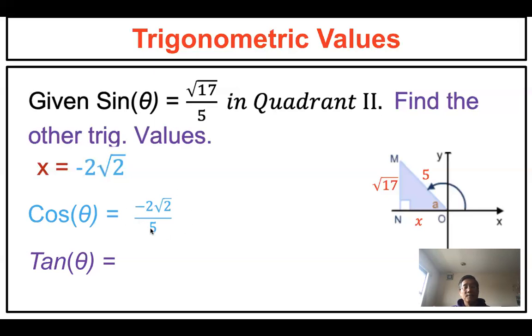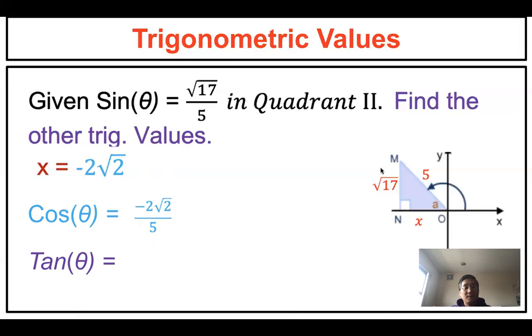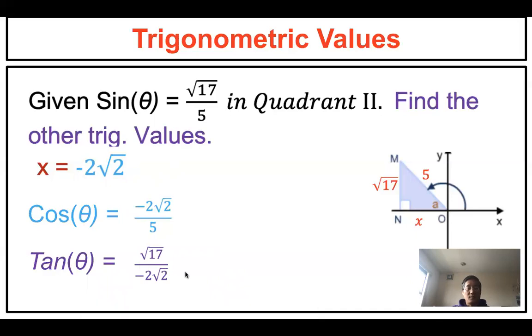Yes, right? Now, tangent. Opposite over adjacent. What is opposite? Yes, square root of 17 over negative 2 square root 2. Like this, right?